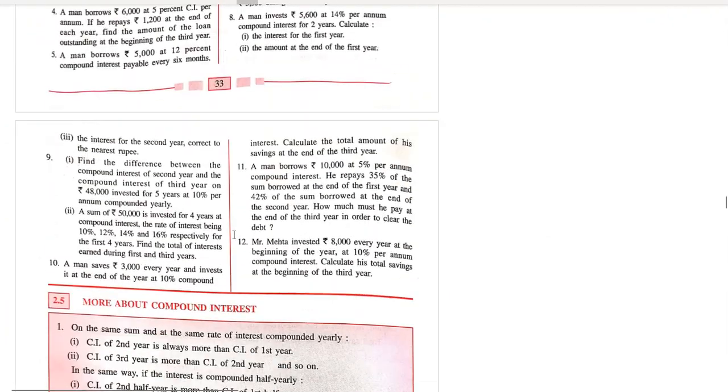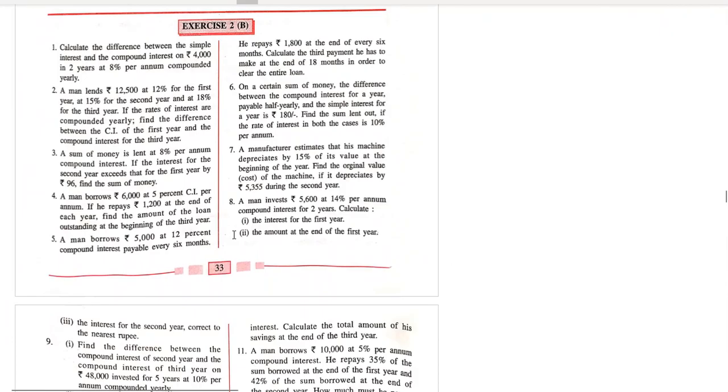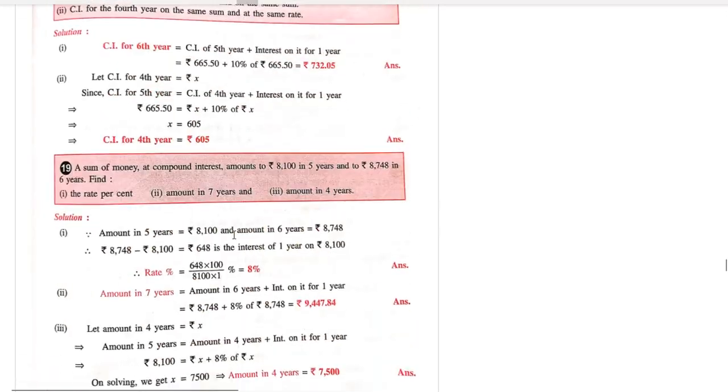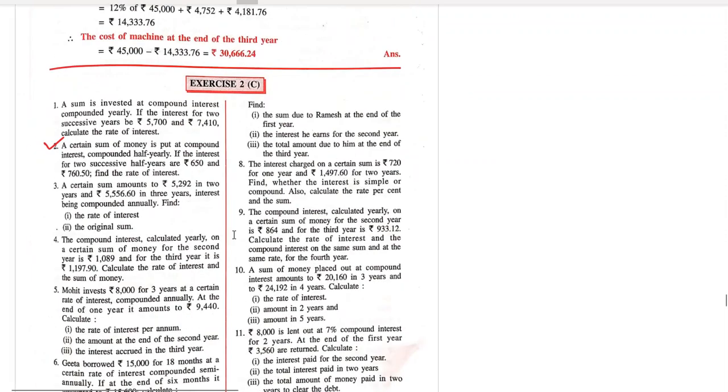Okay, in 2B, I think I cleared the doubt of 2B earlier. Let's talk about 2C. There is no doubt in 2B. Okay, 2C. Somebody was struggling with question number 2. Let's check it out.